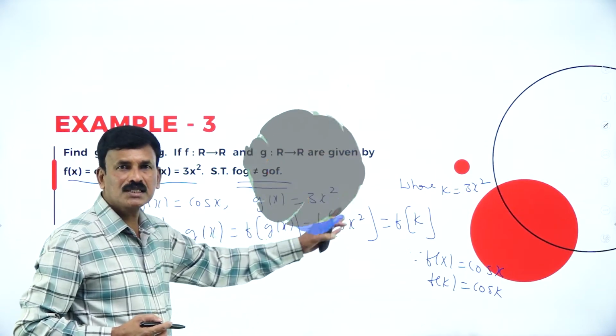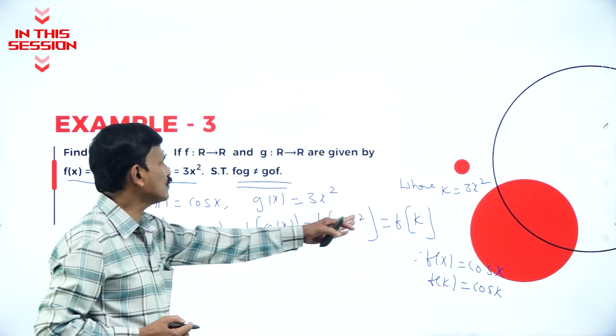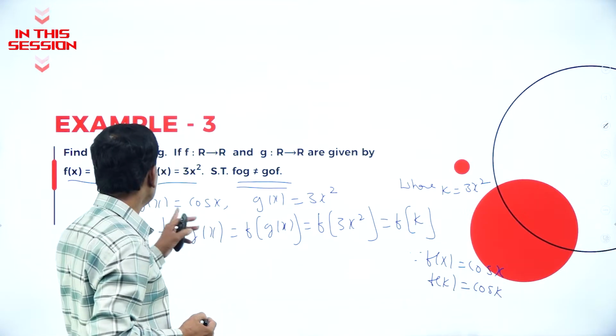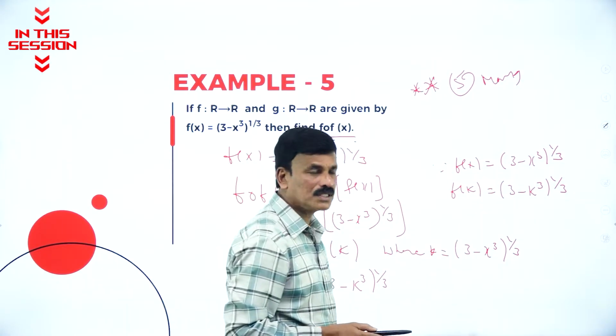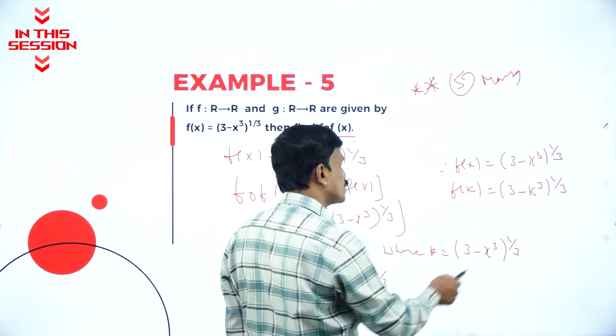Let us represent 3x square as k, since this is of the form f of x. What is f of x? F of x is cos x. If f of x is equal to (3 minus x cube) whole raised to 1 by 3, then f of k is (3 minus k cube) whole raised to 1 by 3.